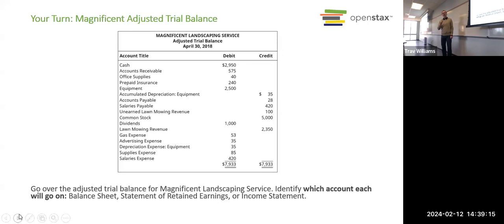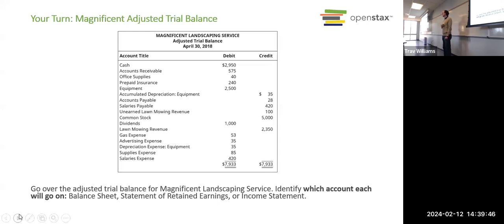Which financial statement will these asset accounts go on? The balance sheet. Then we have our liability accounts. Accounts payable and salaries payable and unearned revenue. Those are all liabilities. Notice they all have a credit balance. Which financial statement do they go on? Also the balance sheet. Excellent. Same thing with common stock. That will go on the balance sheet.